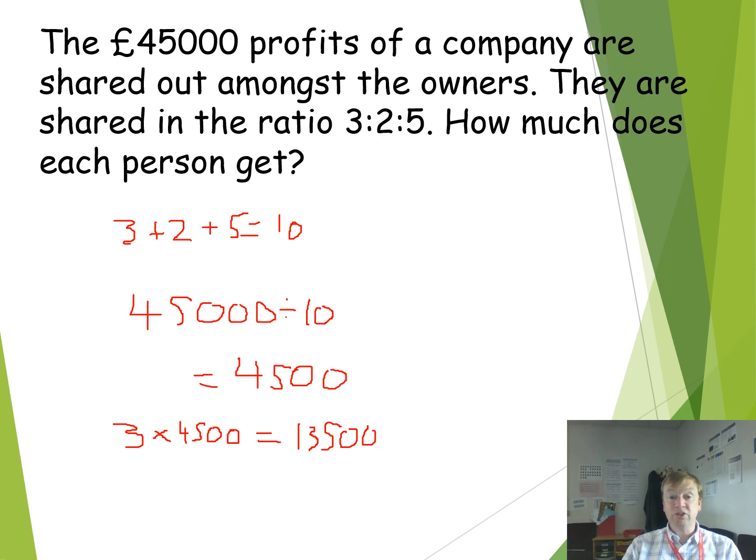Second person is only getting 2 shares, so similar sum, but this time with a 2. 2 times 4,500 equals £9,000. Again, apologies for the writing. I've definitely got some work to do on that.